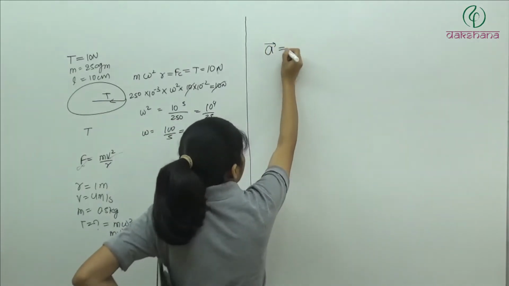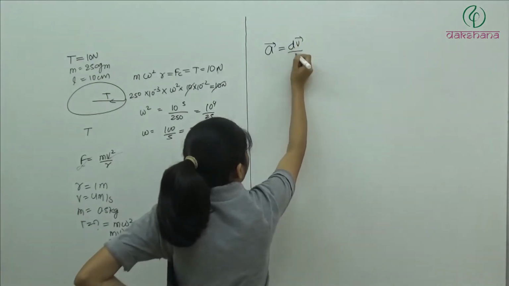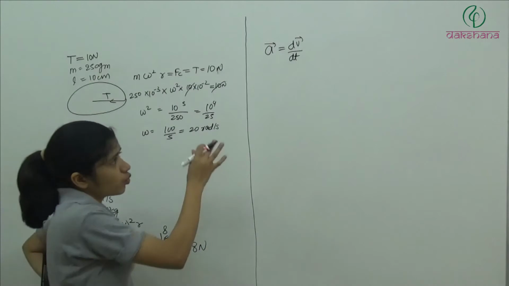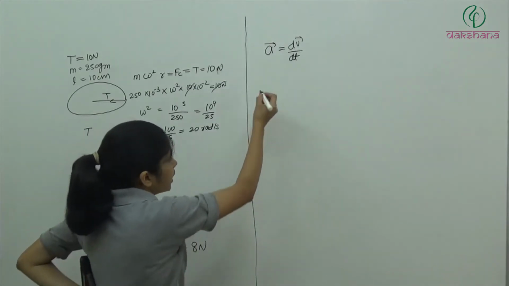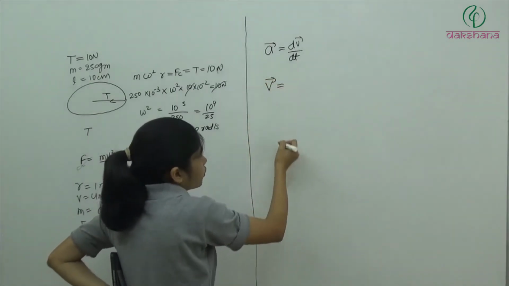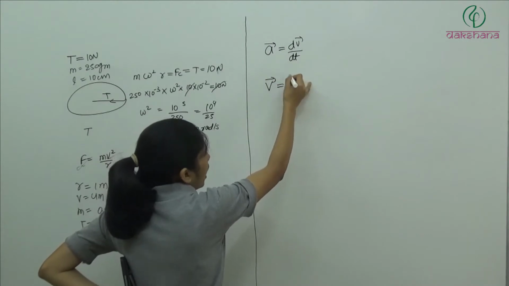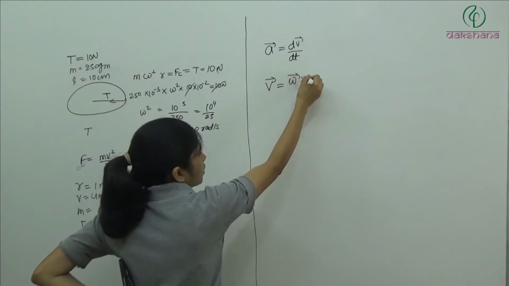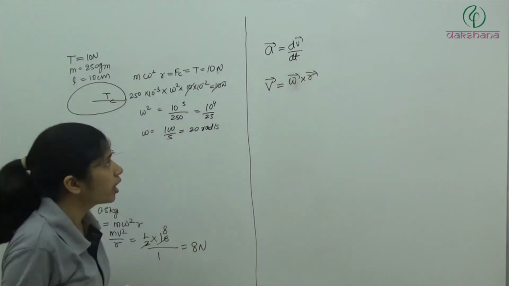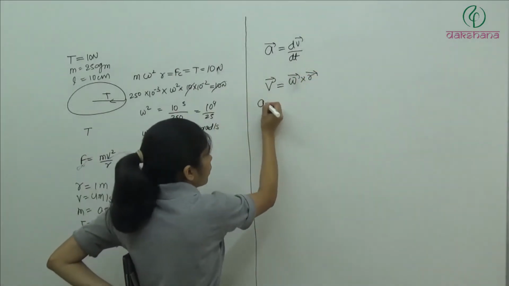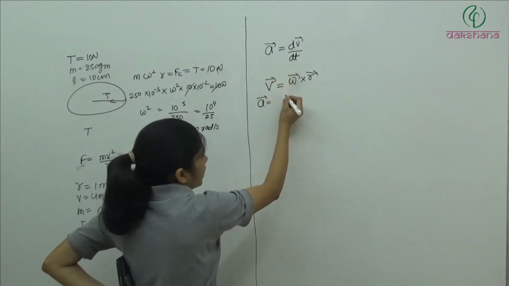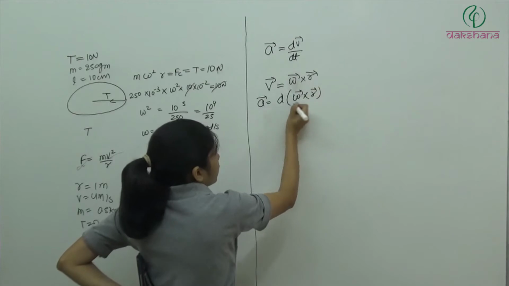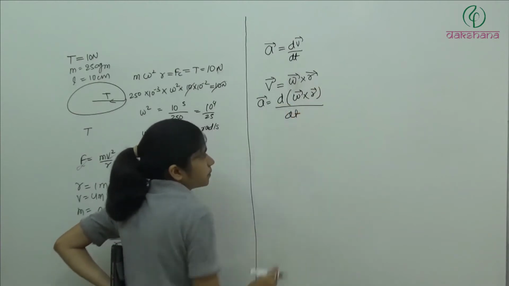So acceleration is dv by dt. This we know from the first chapter of physics, kinematics. So a is equal to dv by dt. Now we know that in circular motion we can write v is equal to omega cross r. This we can write. Now I want to find out a. So a will be dv divided by dt, so dv is omega cross r divided by dt.